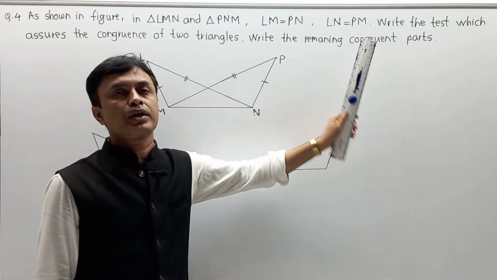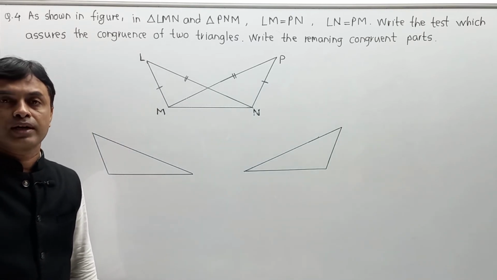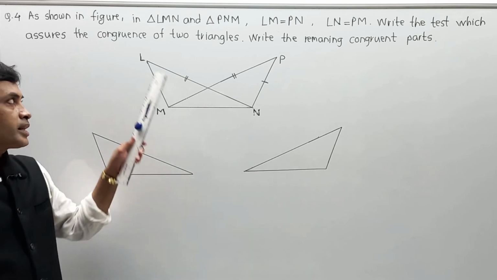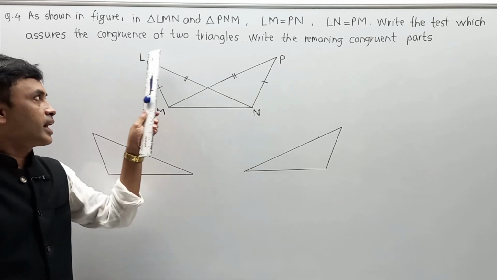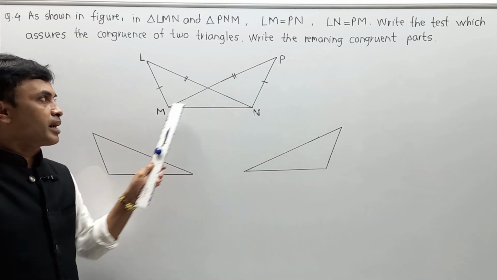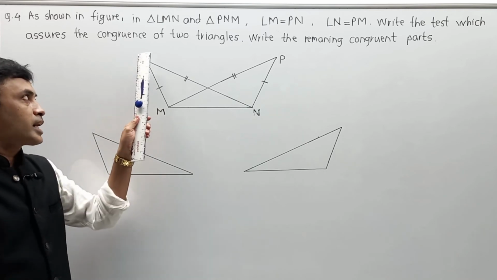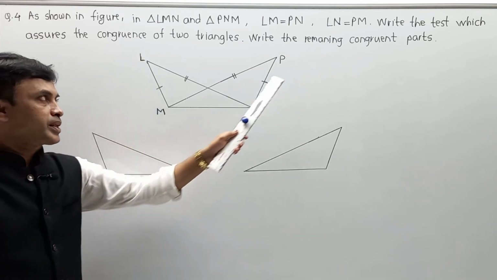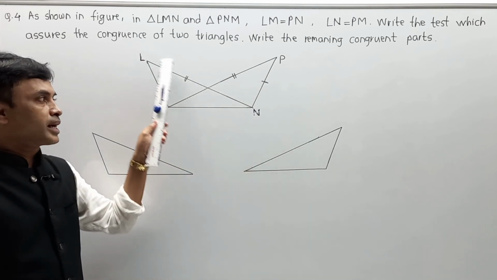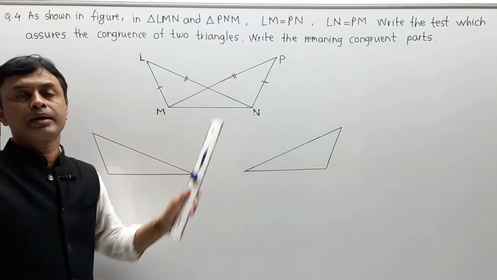Write the remaining congruent parts. Means here we have to show the two triangles congruent by a particular test as per the marking. They have given LMN as one triangle and PNM as another triangle. Now as per marking, they have given LM congruent to PN by single mark, and second LN congruent to PM by double mark.